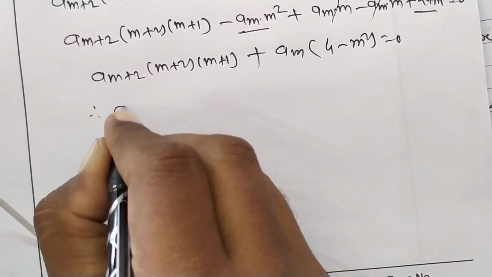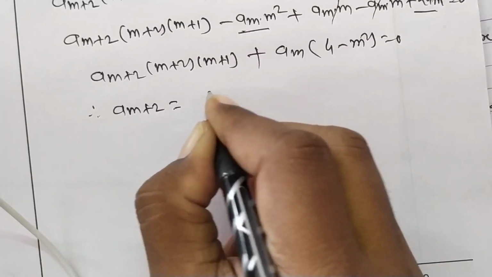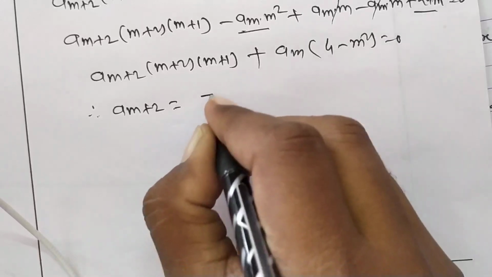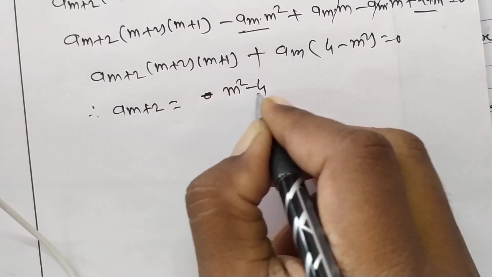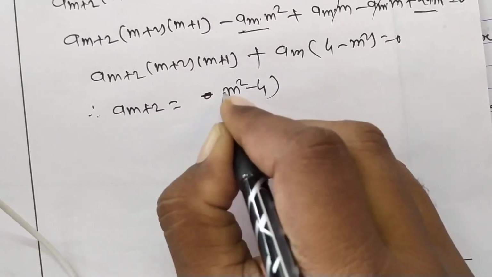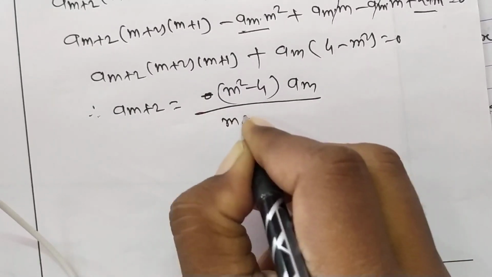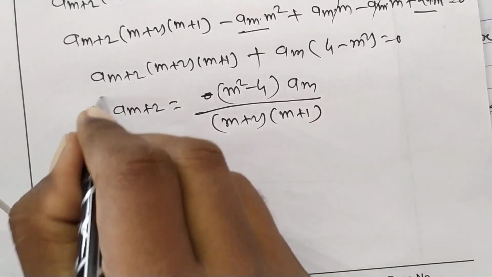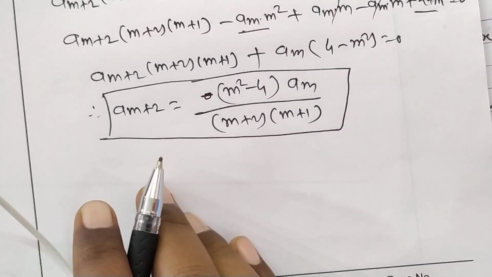And therefore how do we write a_(m+2)? So a_(m+2) is equal to minus times (4 minus m square), which can be written as (m square minus 4), into a_m upon (m+2)(m+1). So this is the required recurrence relation of the given linear differential equation.